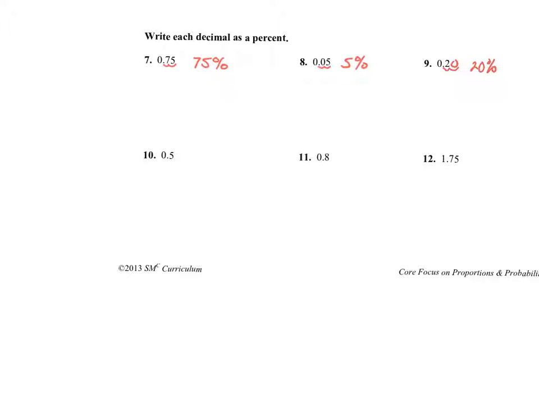Let's go to number 12, the last one that we're going to do on decimal to percent. From decimal to percent, 2 spots to the right, 1, 2. So 1.75 from decimal to percent is 175%.